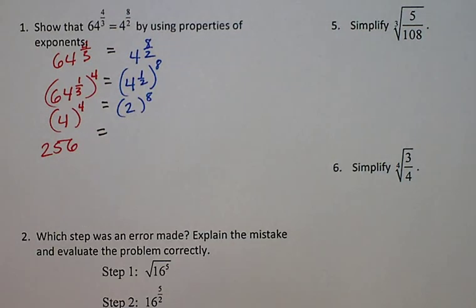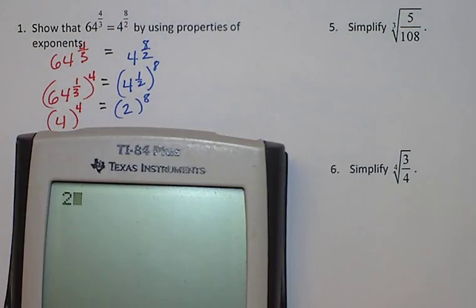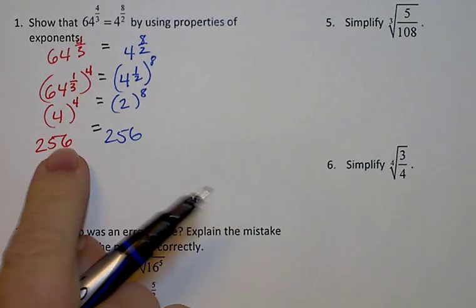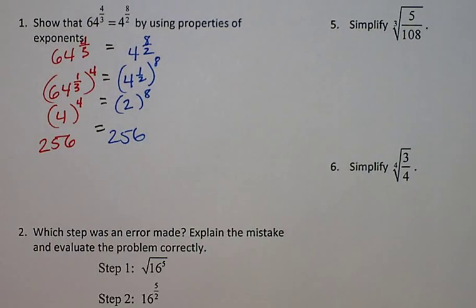2 to the 8th is not 16. Again, it's 2 times itself 8 times. Using a calculator, I'm going to type in 2 raised to the 8th. The answer is 256. So the two are equal. Moving on to number 2.